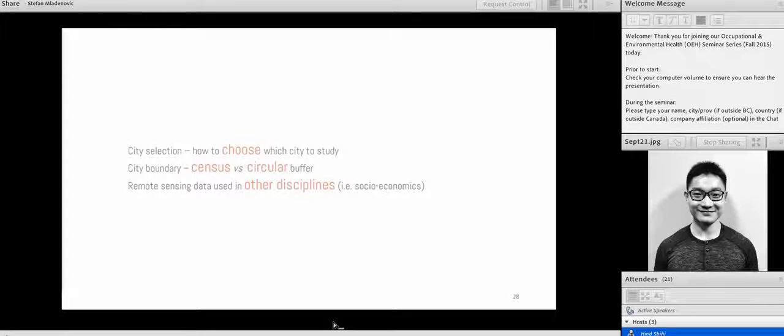And the last one is the environmental goodness curve, a very popular concept among social scientists and economists. Remote sensing data has only been used with it, I think, twice. It's not really applied in other disciplines, such as the School of Population and Public Health.